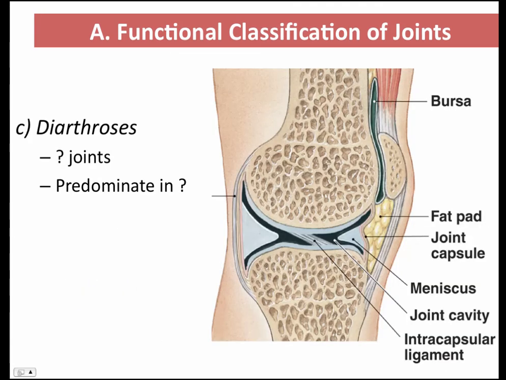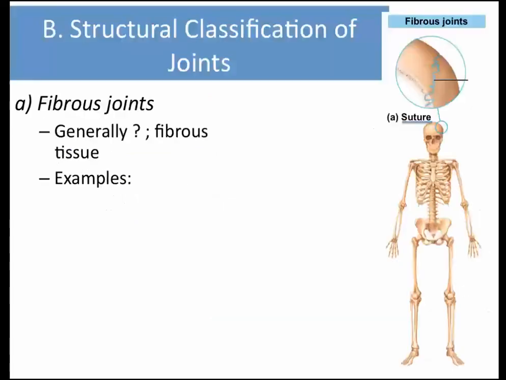And then finally we have diarthrosis, which are freely movable joints. We can find these predominantly in our limbs. Anywhere, remember, like the proximal and distal points of origin, so your arms, your hip bones, hip sockets, those are great examples of diarthrosis joints. So lots of movement.